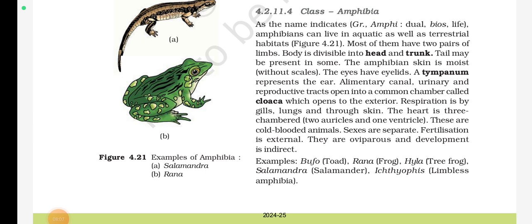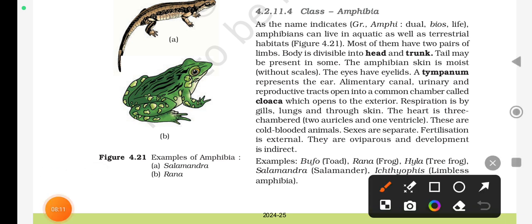Respiration is by gills, lungs, and through the skin. Always remember, students: when respiration occurs through the skin, this is called cutaneous respiration. When the frog is underwater, it is respiring with the help of skin diffusion. Gases are exchanged through the skin, and this is called cutaneous respiration. Write it, make a note. Cutaneous respiration is when gaseous exchange occurs through the skin.